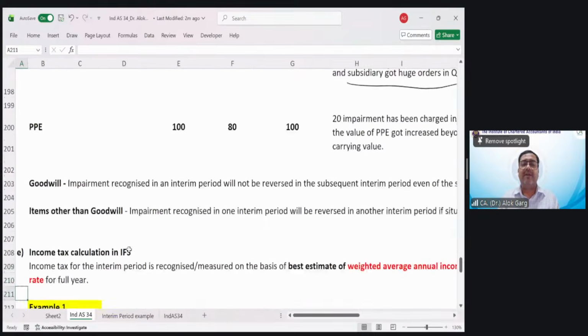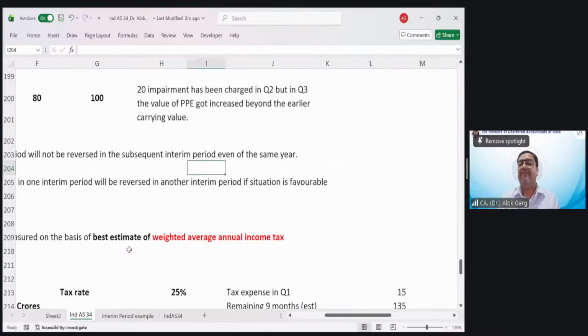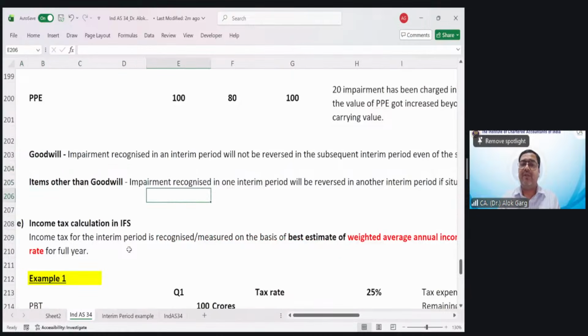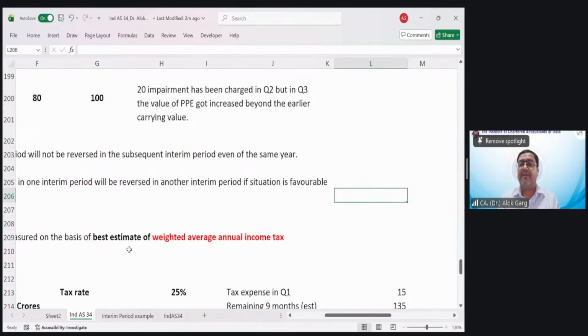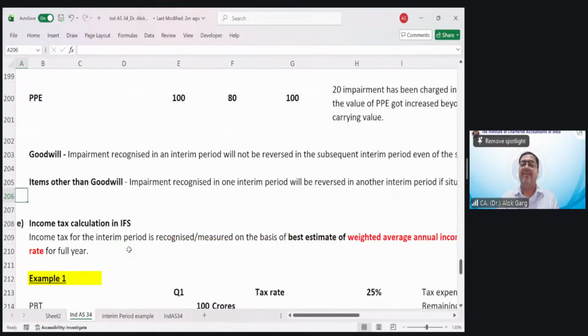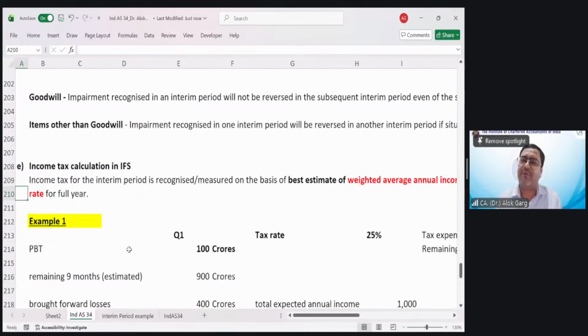Goodwill impairment recognized in an interim period will not be reversed in a subsequent interim period, even of the same year. Items other than goodwill impairment recognized in one interim period will be reversed in another interim period if the situation is favorable. Okay, clear? Items other than goodwill. And goodwill will not be reversed. Is that clear? Okay. Now friends, the last concept of Ind AS 34, then we'll do a lot of questions.